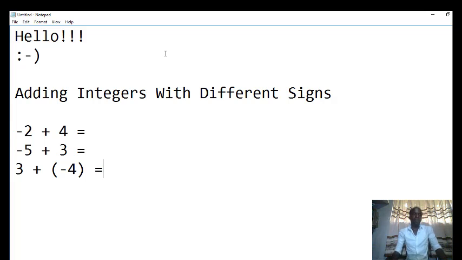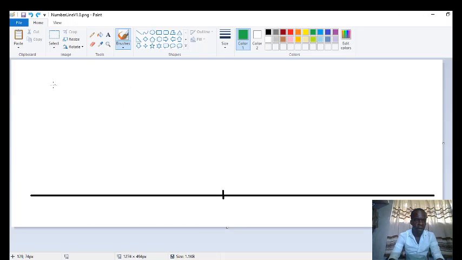Okay, guys, let's start. You remember when we first started talking about adding integers, we used the number line. We can do this using the number line. Let's take the first one. Let's say that we have -2 plus 4. Then we need to find the sum. Then what do we do in that case?